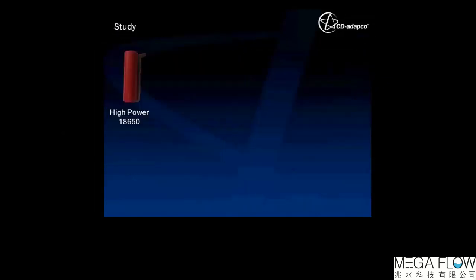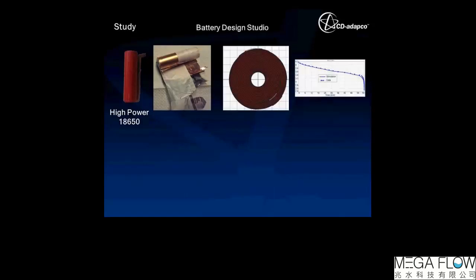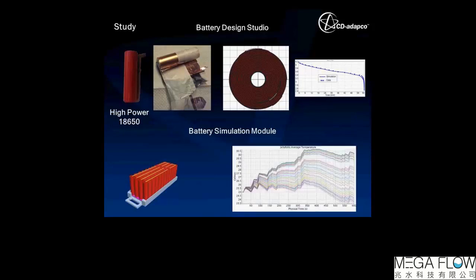So just a few words about the study of today, just the highlights. We'll be characterizing a commercially available cell that you can see on the screen, dissecting this cell and then characterizing it in Battery Design Studio. The model in Battery Design Studio will then be validated, and then the cell performance will finally be improved. Then I will use this characterization to move into Battery Simulation Module to build up a 3D battery module and then study the electrothermal performance.